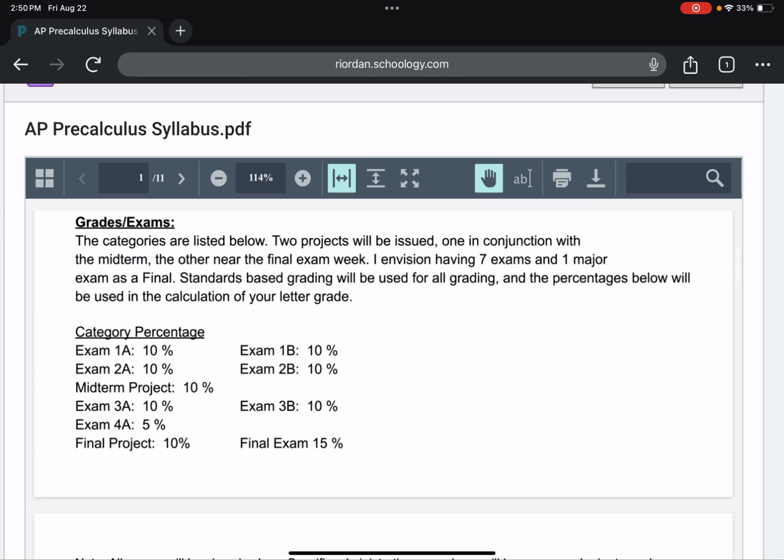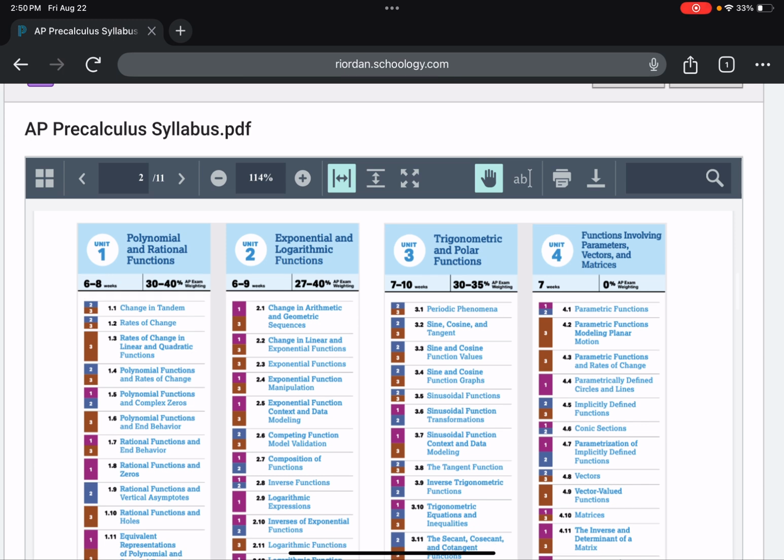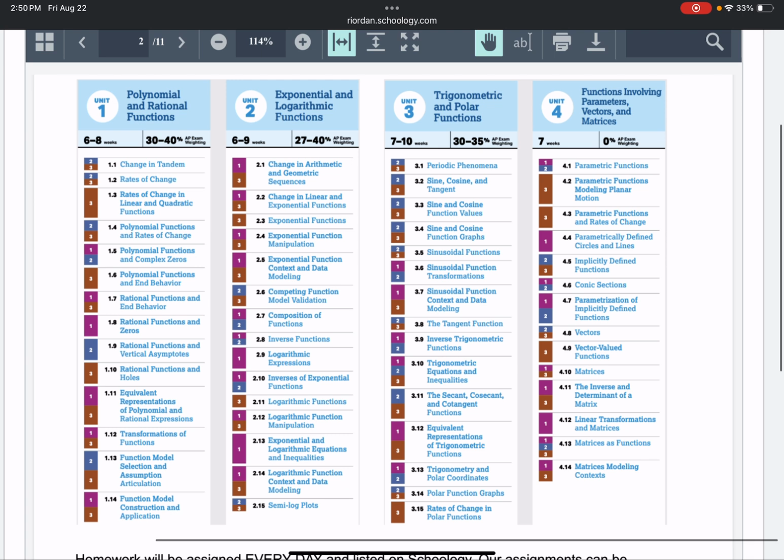Students will be graded on 10 assessments. As you can see here, there will be 7 exams, a final exam, and 2 projects. The course is broken up into 3 major units. Unit 1 is all about polynomials and rational functions. This will take approximately 6 weeks. Unit 2 is on exponential and logarithmic functions, which will take approximately another 6 weeks. The third unit is on trigonometric and polar functions, which is the last third of the course.